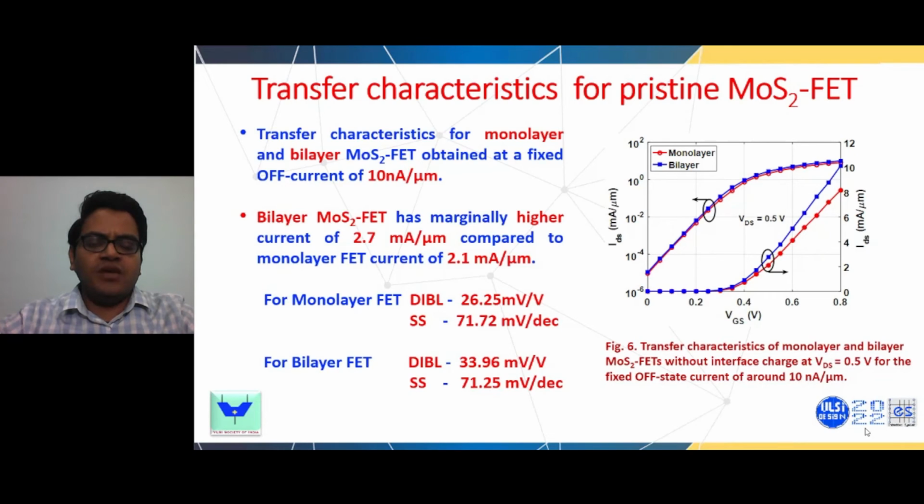It is seen from the figure that bilayer MoS2 FET has marginally higher current of about 2.7 milliampere per micrometer compared to monolayer FET current of about 2.1 milliampere per micrometer. The reason for this is slightly lower band gap for bilayer MoS2 FET. Also, the mobility value for bilayer MoS2 FET is about 1.5 times that of monolayer MoS2.